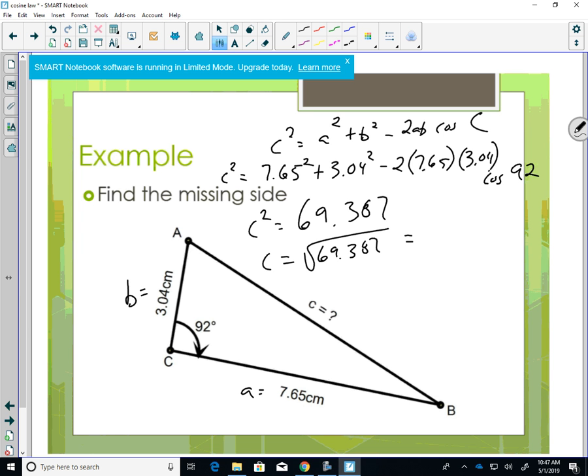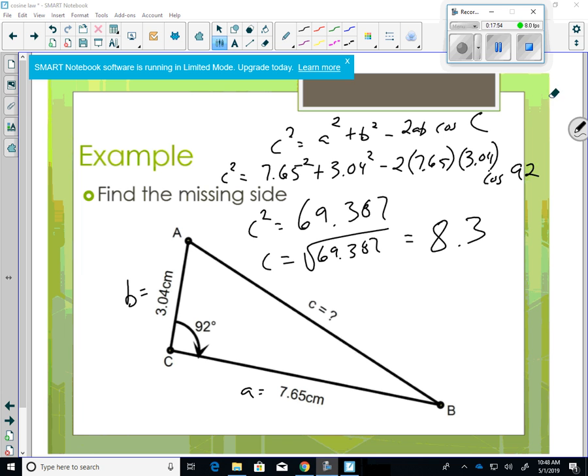Okay, so now you're going to go second function square root. No, not second function square root, sorry. Some of you can probably just go square root. Some of you might have to go second or square root, alpha, answer or something like that. And then equals. And the final answer is 8.3.